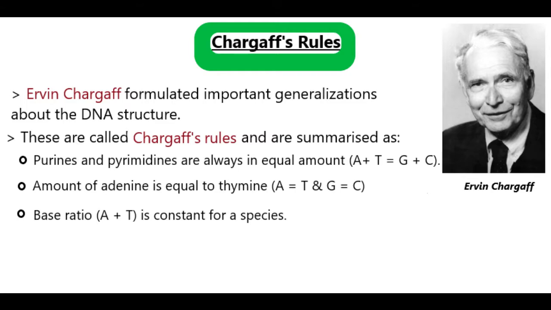Purines and pyrimidines are always in equal amount, that is A plus G is equal to T plus C, and amount of adenine is equal to amount of thymine. That means A is equal to T and G is equal to C. And base ratio for A plus T is always constant for a given species.